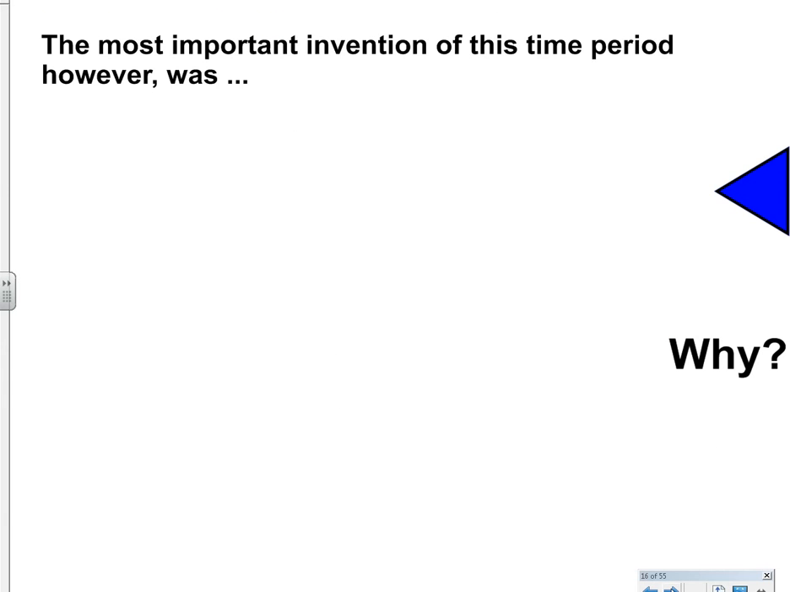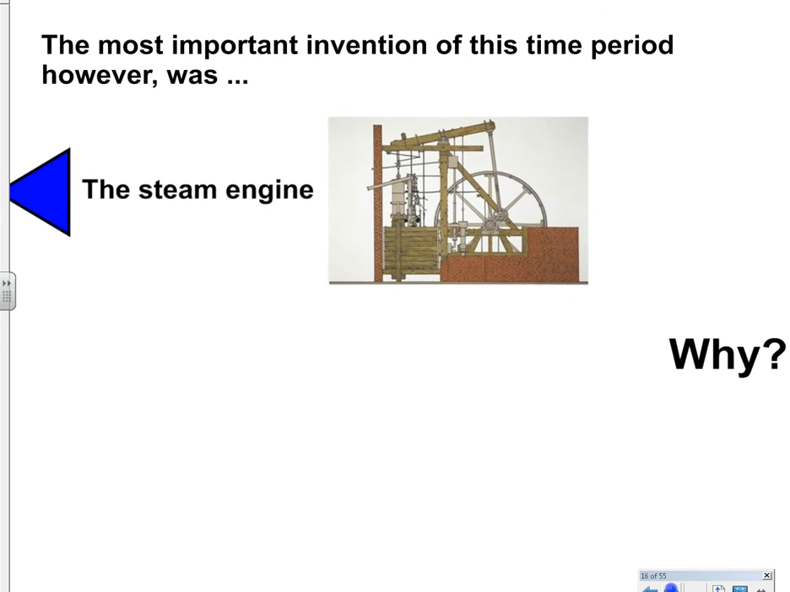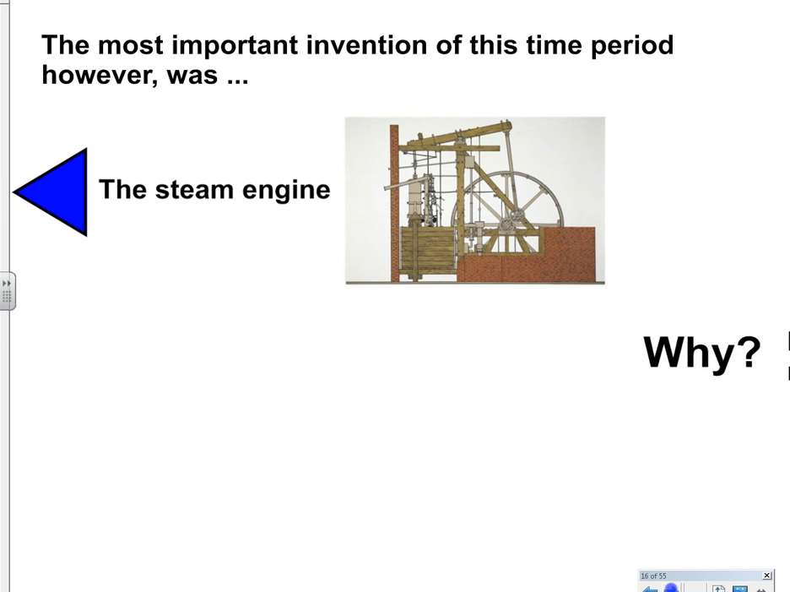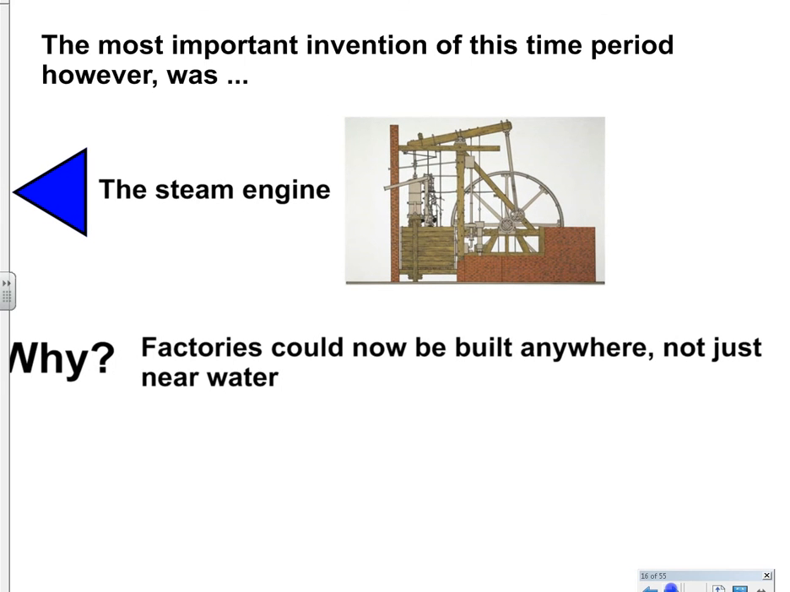Okay, but the most important machine of the time frame was the steam engine. And why was it so important? Because now you don't have to build your factory near water. You can build it anywhere. Okay, you have to have the water to create the steam, but you don't have to be on a river to power the machines.